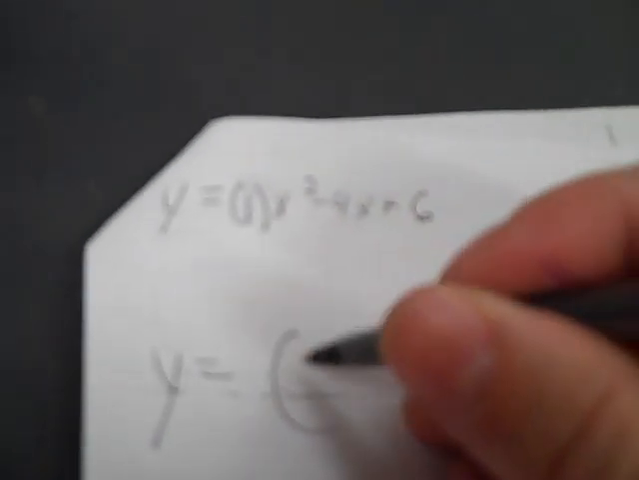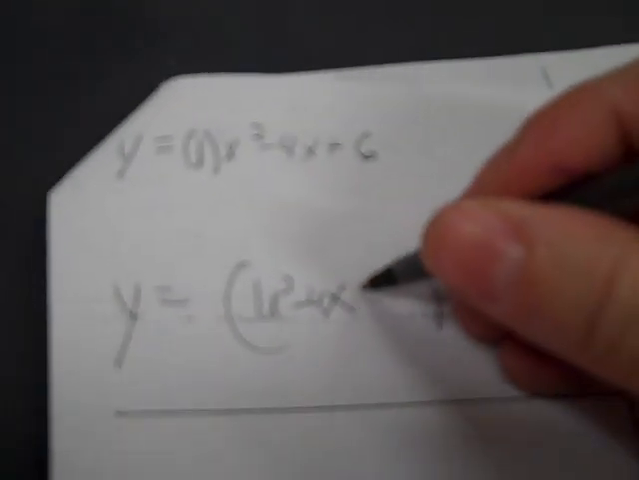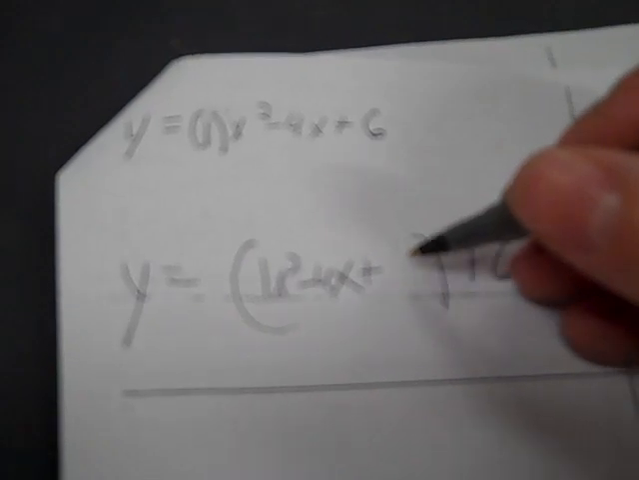Okay, next one. Boot the plus 6 out. So you're going to have 1x to the second minus 4x plus, and then I'm looking for a new number. That's a, that's b, and I got to come up with the c myself. So it's b divided by 2 to the second. So that's going to be negative 4 divided by 2 to the second. That'd be negative 2 to the second. Negative 2 times itself is 4.